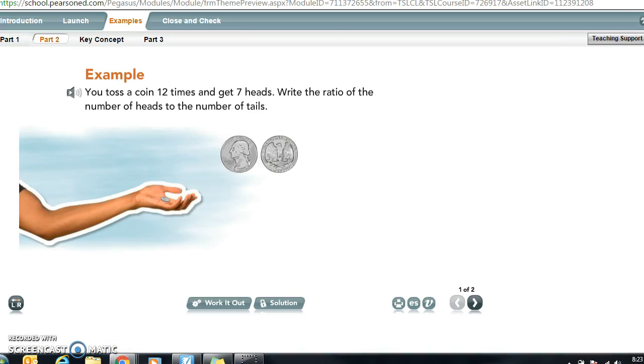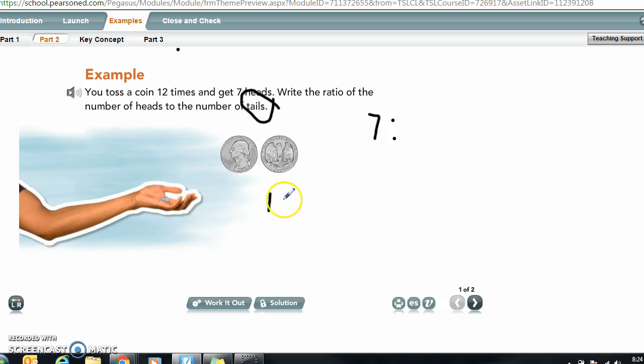So for this one, they want us to write the ratio of the number of heads, which we know is 7, to the number of tails. Well, we don't know how many tails we got. We do know that we tossed a coin 12 times, and 7 of those times we got heads.